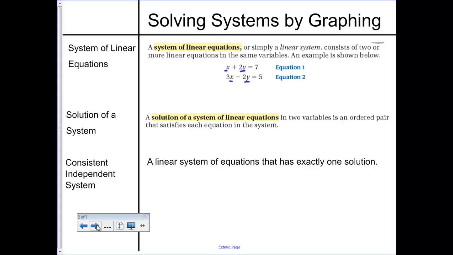The solution of the system is an ordered pair. This is an important word here, an ordered pair, an x and a y, that satisfies both equations. So up here, the solution would be whatever x and y makes both equations true at the same time. The third thing we're going to look at here is a consistent independent system. That's simply any linear system of equations that has exactly one solution.